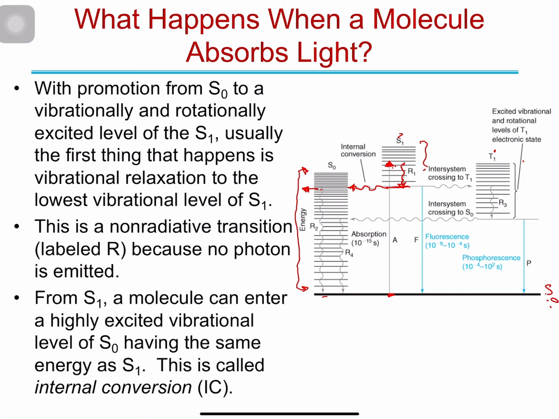Both energy levels have the same energy. And then this electron, once it reaches this level, needs to go back to the ground state, or the lowest energy level of the ground state. So it will go through the path R2 here, and it loses all of its energy to reach the lowest energy level of S node. As it does so, it also loses that energy in the form of heat, not in the form of photons.